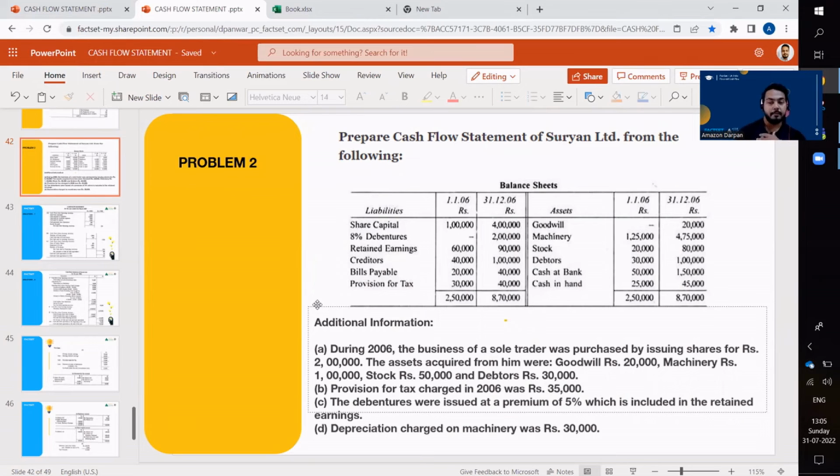I hope you are able to understand. My name Darpan. Okay, I have my company. I want to purchase something. I can either give you cash, I can give you something else, or in return. So in this case, no cash was paid. Instead, shares were paid. Share amount was paid. Okay, so might be a bit tough for you, but it's a simple thing.